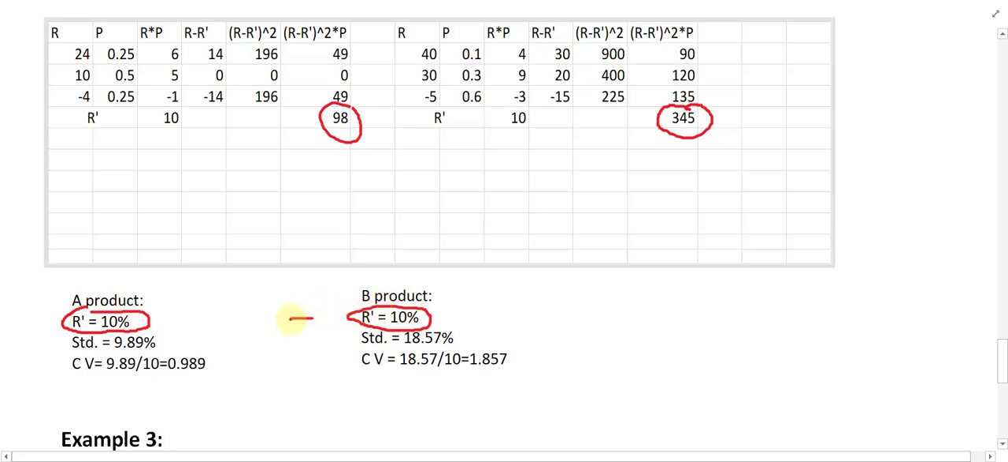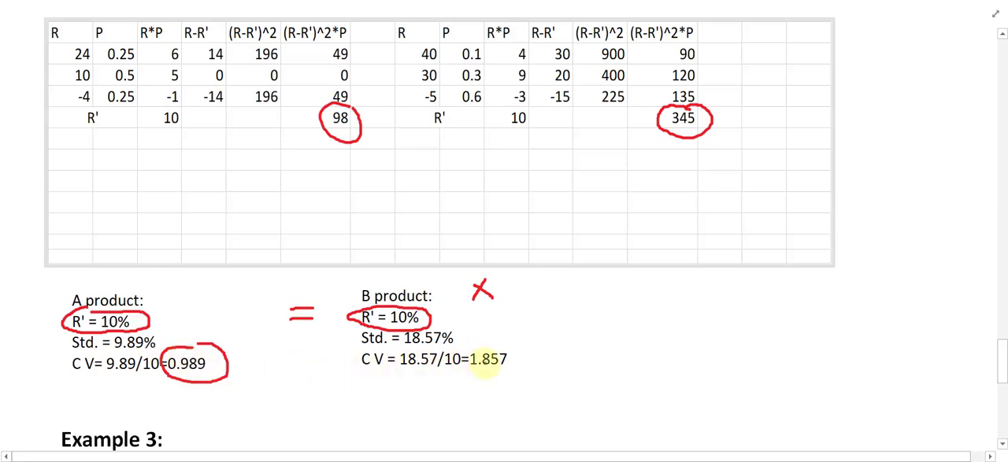If you compare according to the return, the two products have the same profit, so you can choose either A or B. But if you go according to the risk, the risk of this project is 9 point something, around 10%, but the risk of this one is around 18%. Definitely this project should be rejected, right? And if you calculate the coefficient of variation, the risk for each dollar of return is, for example, 98 cents. So both are around the same. Risk and return is the same.